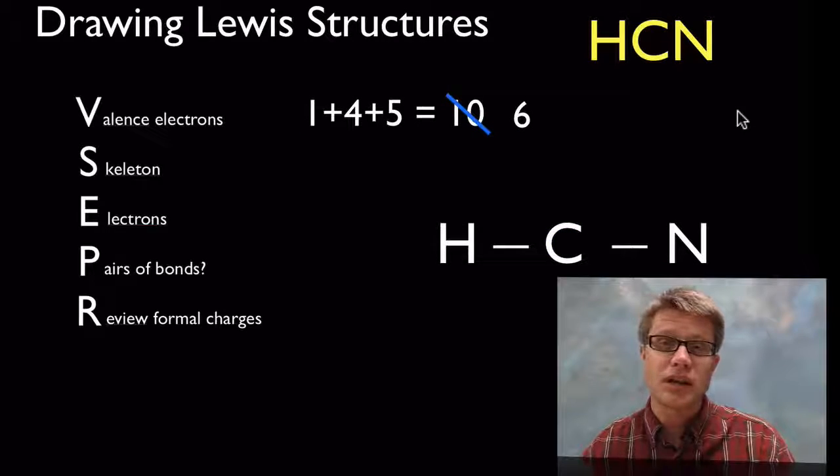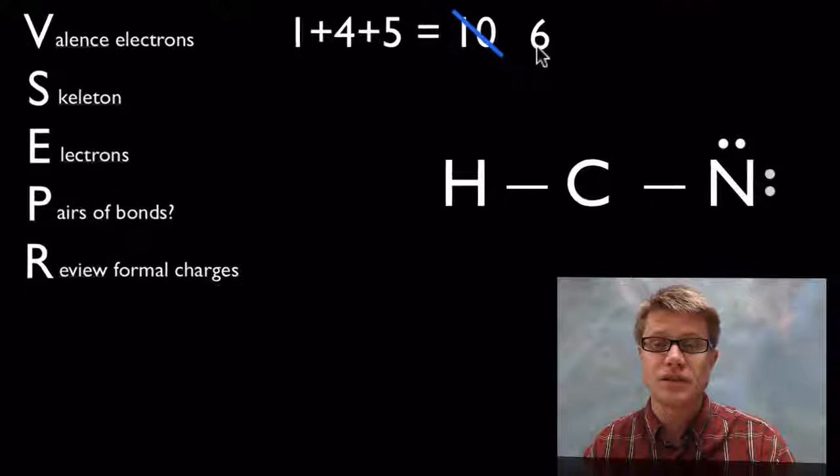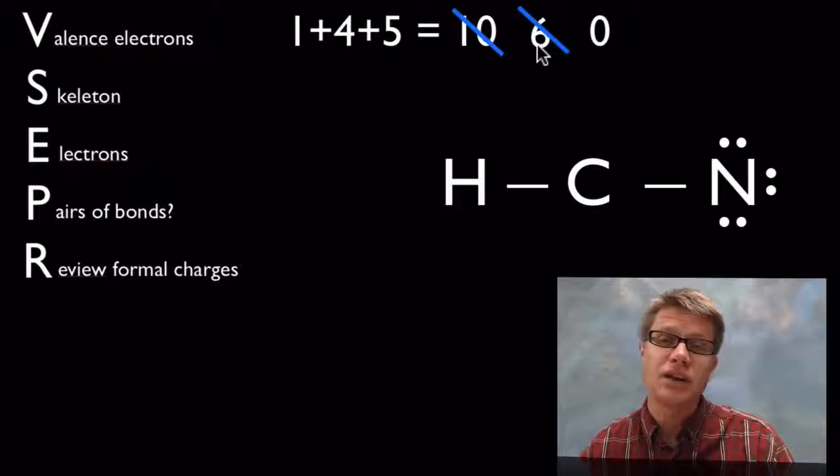Next thing we do is simply sketch out the skeleton. An easy way to do that is to just sketch it out by drawing bonds between each of the atoms as they are in the molecule itself. And so we've done that. Now, since these are pairs of electrons, we had to remove 4 of those electrons, so now we're down to 6. Next thing we do is we're going to add the electrons.